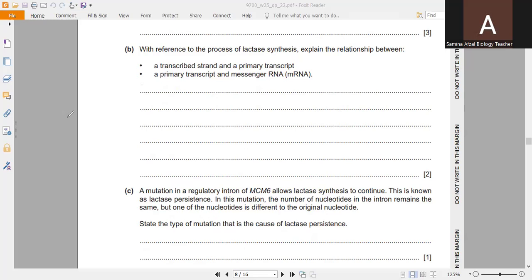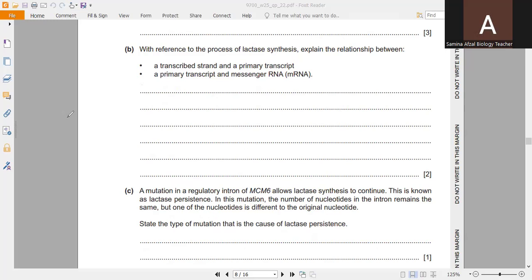So the primary transcript is the direct product of the transcription. Its nucleotide sequence is complementary to the transcribed DNA strand. Because of the base pairing rules, the primary transcript will be a copy of the coding DNA strand, but with uracil replacing the thymine. Yes, in RNA there is uracil instead of thymine. So this is the relationship between both of these.